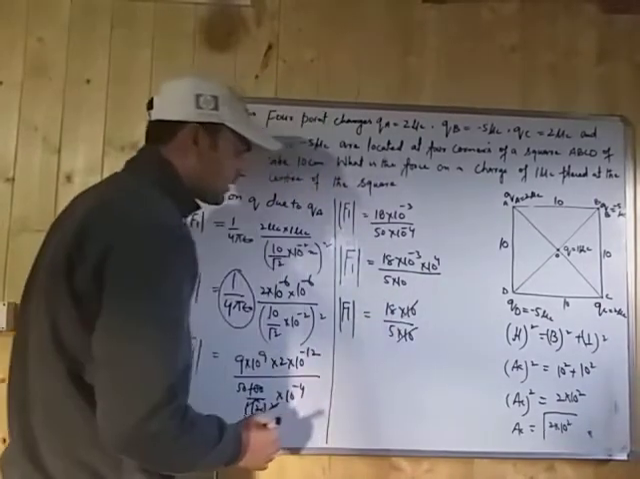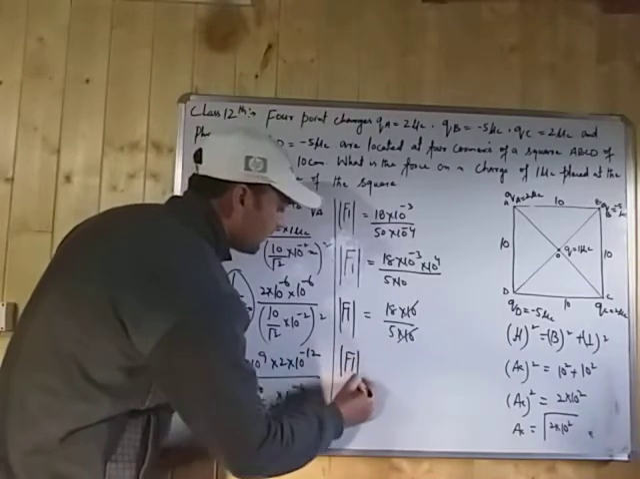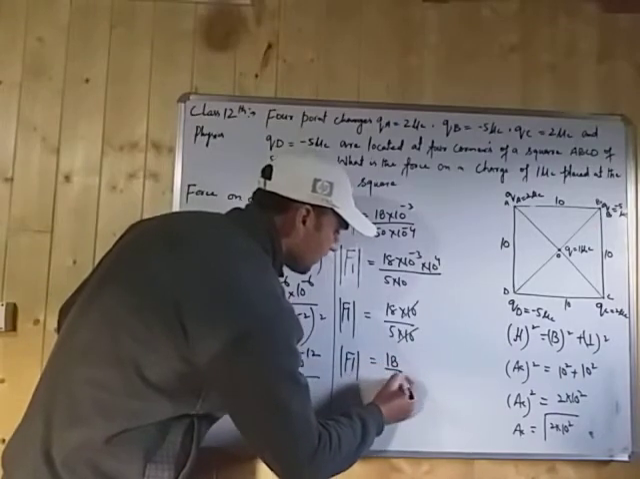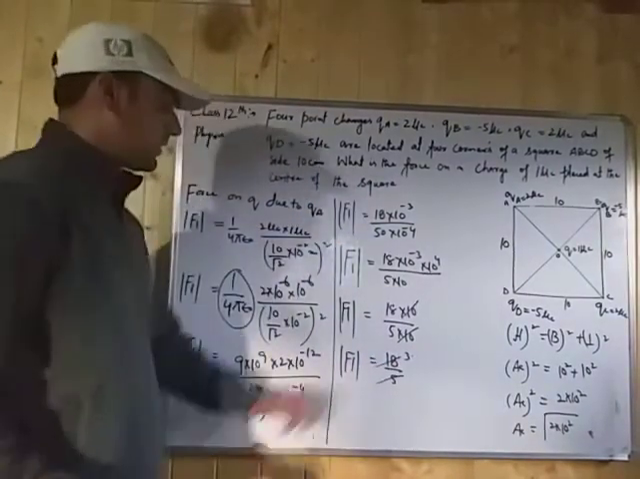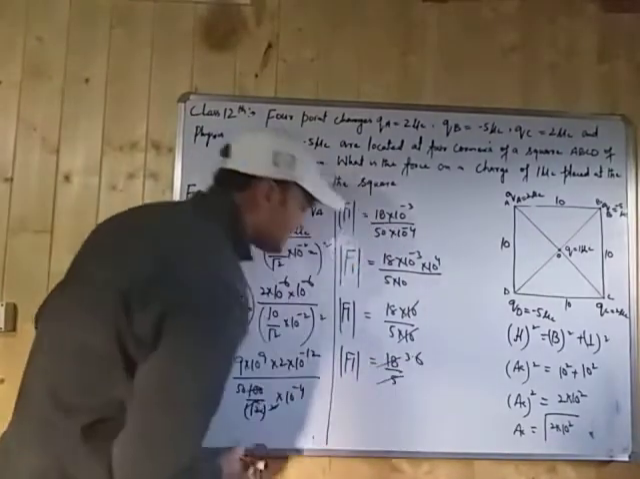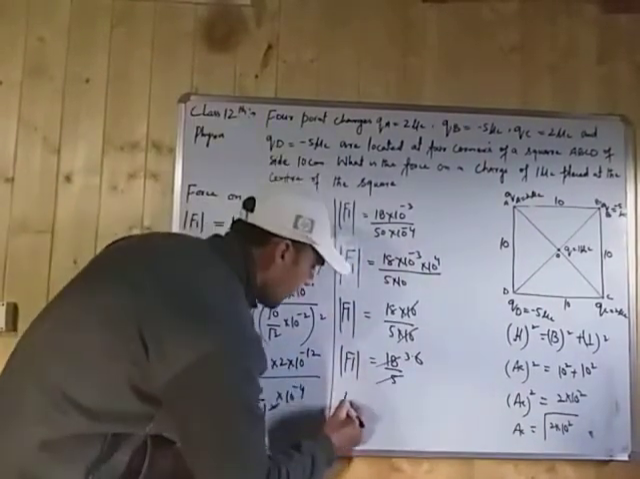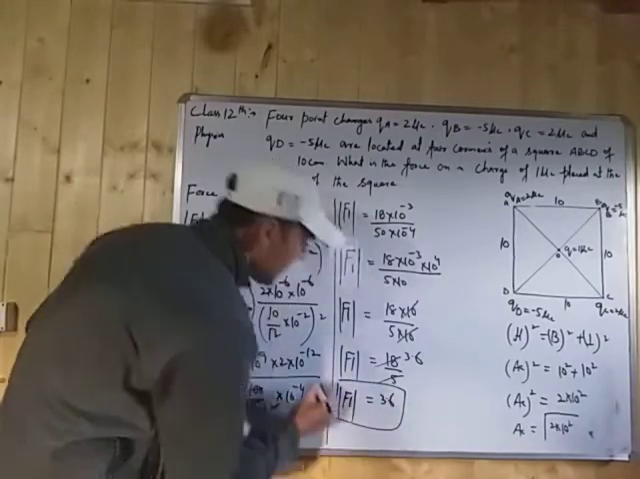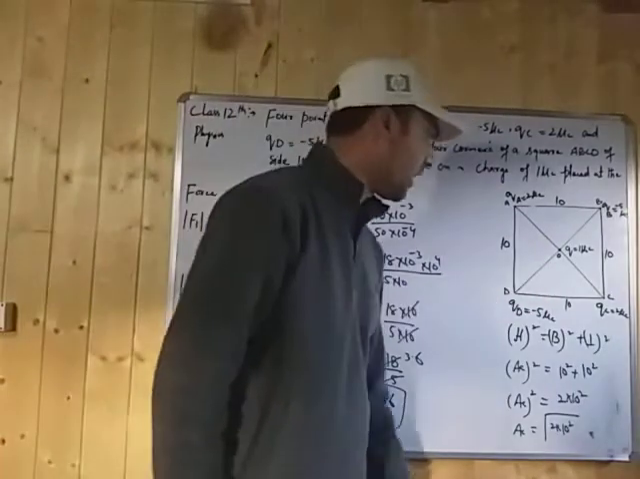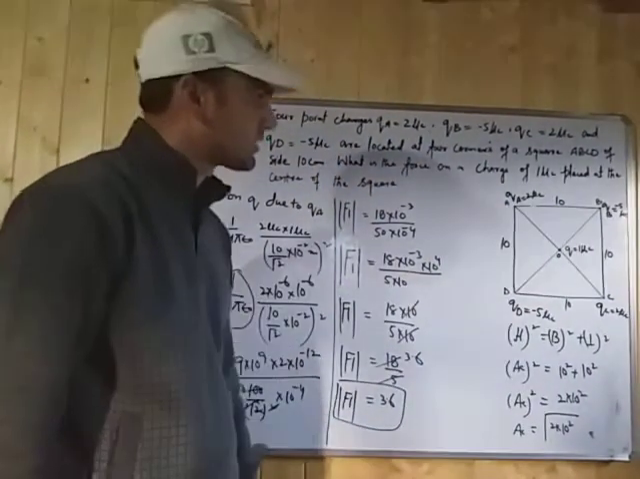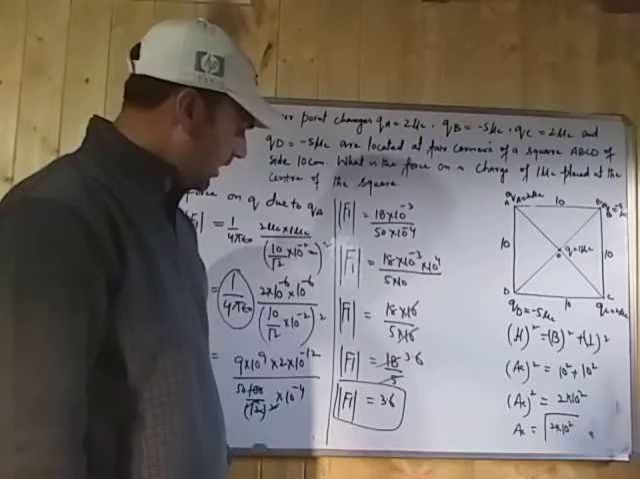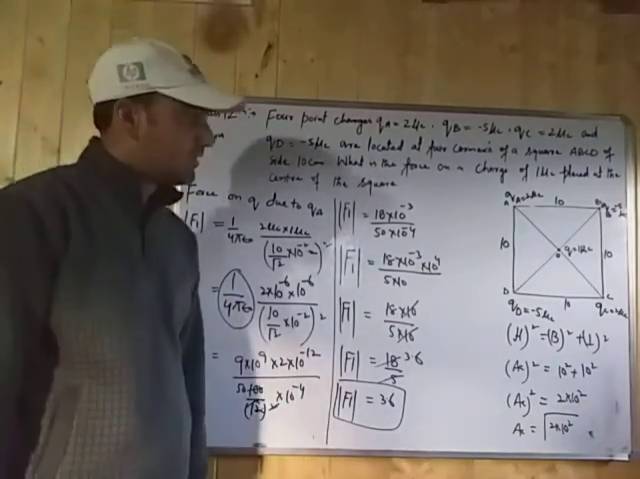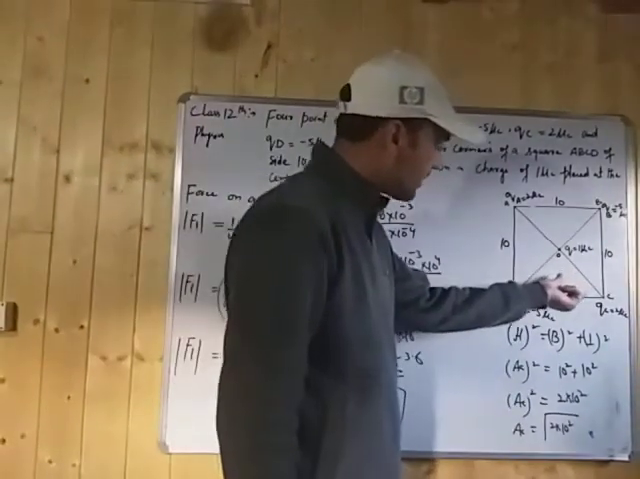So 10 or 10 will cancel. So the magnitude of force F1 is equal to 18 divided by 5. So this will be 3 point 6. So the magnitude of force F1 is equal to 3.6. So this is the force between these two charges, and here it is the force of repulsion, 3.6. Now second, we will calculate the force between these two point charges.